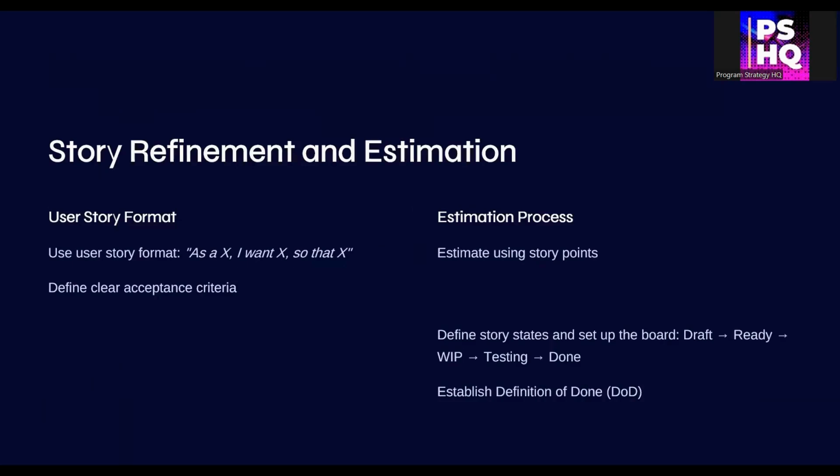And then it's time to capture requirements into actionable high-level user stories. Use the classic format: as a role, I want so-and-so function so that I can get this benefit. Define acceptance criteria and estimate using story points. This is a continuous process which goes on through the refinement sessions during the execution phase. Define story states. Set up the Scrum or Kanban board and agree on your team's definition of done. This ensures consistency and quality.